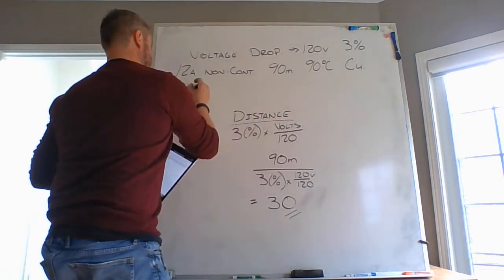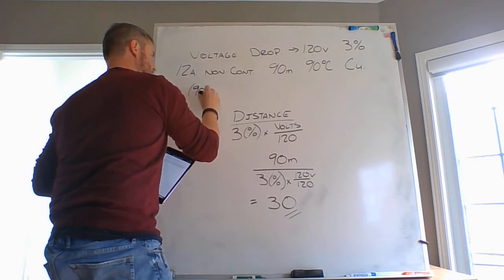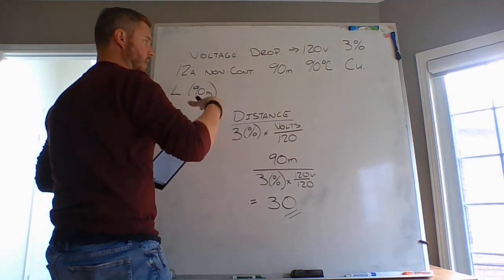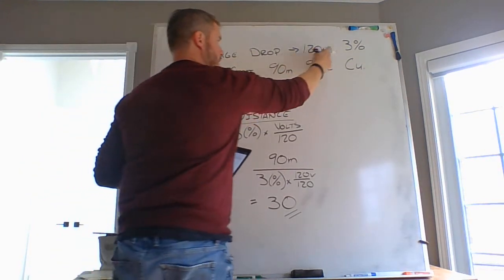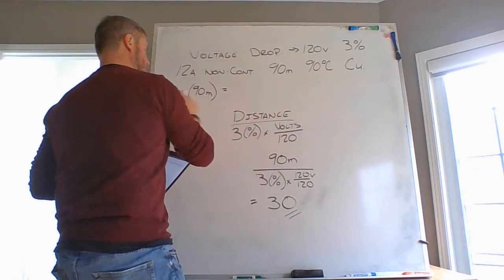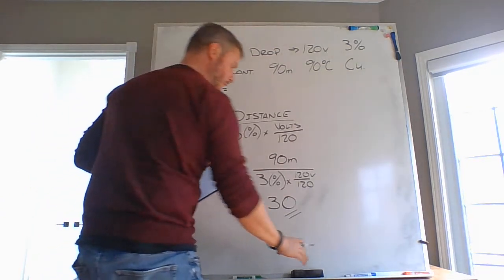So I'm really concerned about my length, which is 90 meters, and I need to carry that 12 amps non-continuous 90 meters away at 120 volts with no more than a 3% voltage drop. So I realistically want the length of my conductor to end up being 90 meters or maybe more.